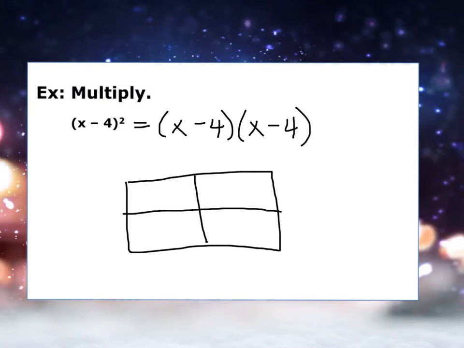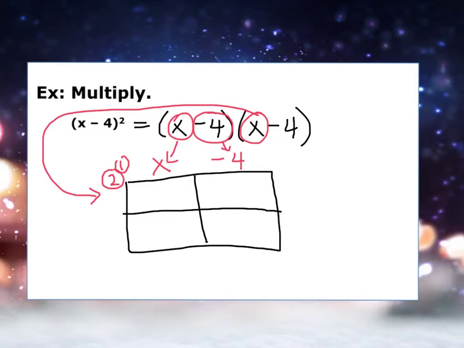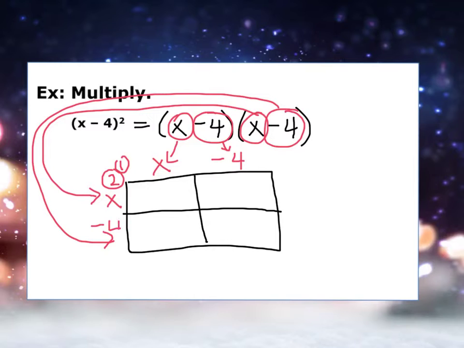So here I'm going to write the first binomial going across, so x, and then a negative 4. Remember, the negative stays there. So the negative 4 and the x go here. And then the second binomial is going to go on the sides. So the x is going to go all the way here. I have x there. And then the negative 4 is going to follow suit, and it's going to go here. So I'm going to have negative 4 there.